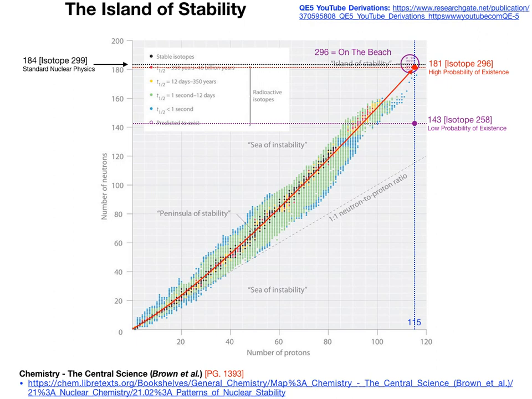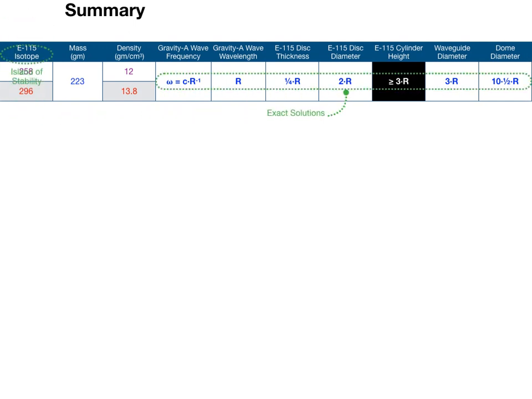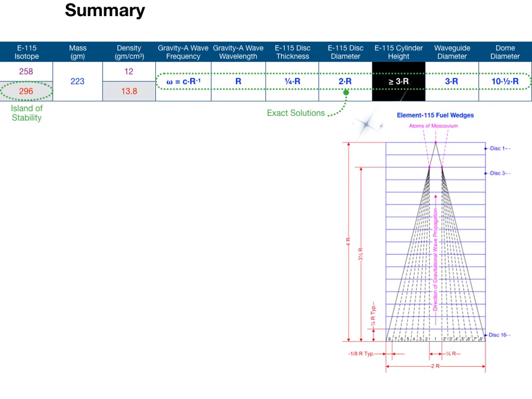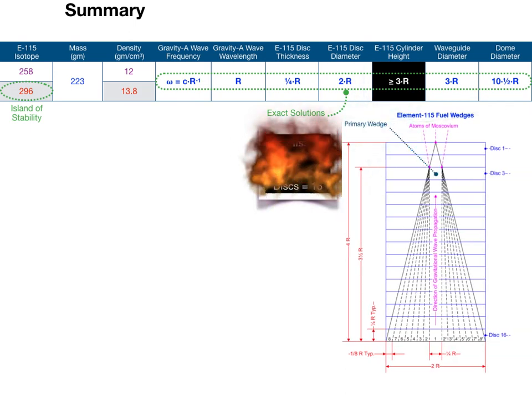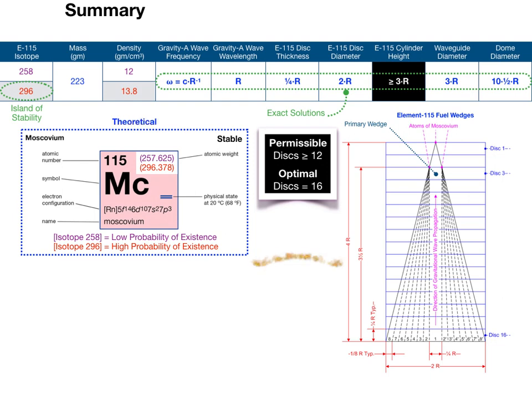Let's now summarise what we've learned. Tabulating the totality of our analysis emphasises the fact that we have derived exact solutions for the element 115 gravity A wave, fuel, reactor and waveguide, all expressed in terms of a single parameter r, that is, the gravity A wave fundamental wavelength. This is an astonishing achievement.